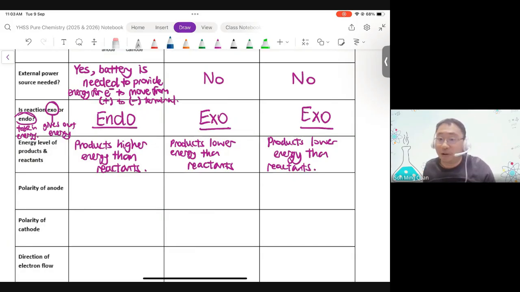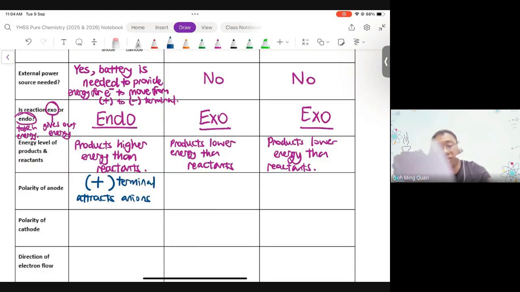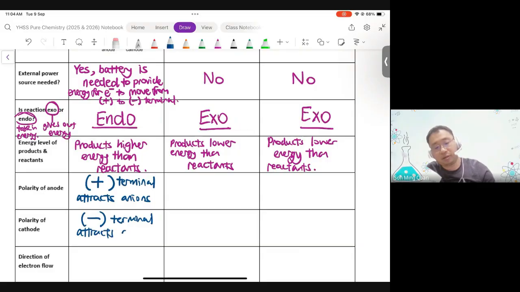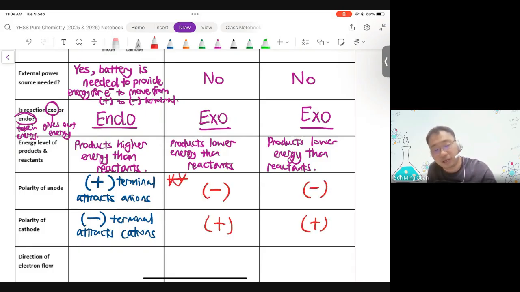Okay, next one is the polarity, the confusing charges. So in electrolysis, the anode is positive because it attracts the anions. So in electrolysis, the anode is the positive terminal, the cathode is the negative terminal because it needs to attract cations. But for electric cell, it is the reverse. This one is very important. Please learn because this might be confusing for you.